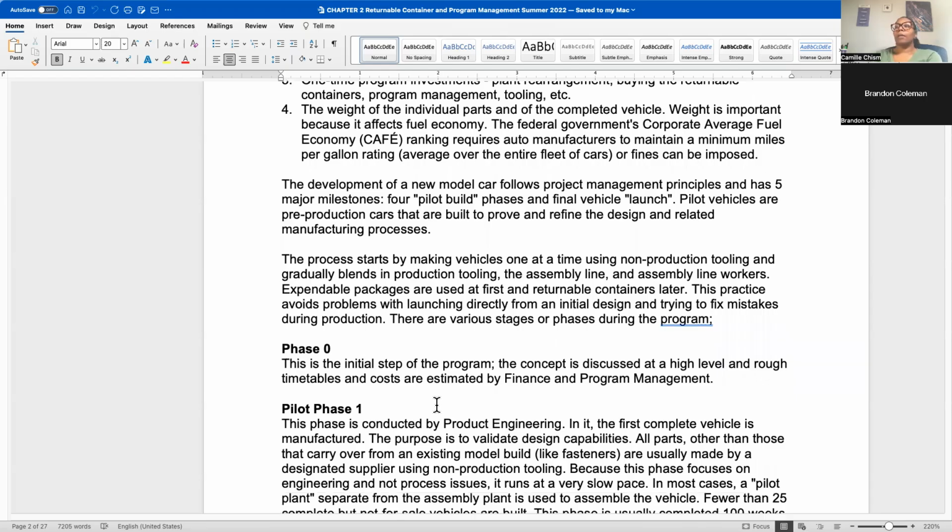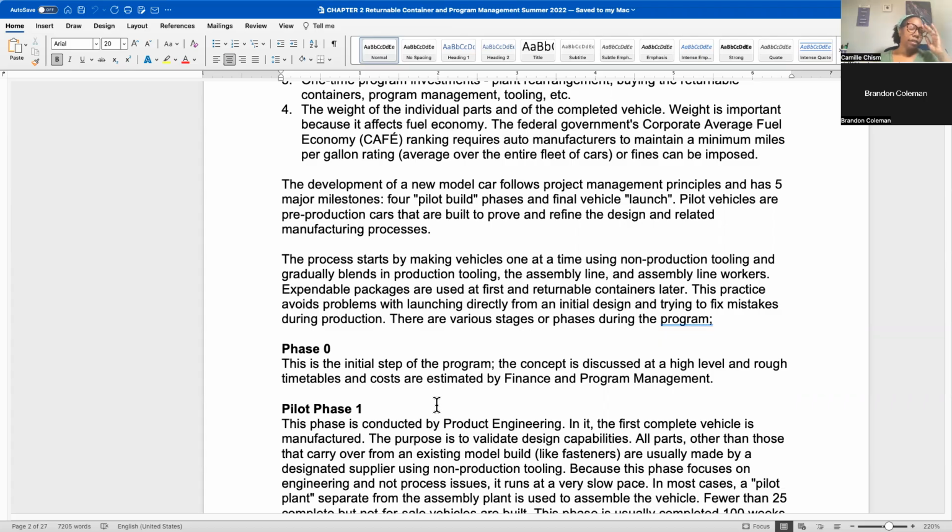Okay, so I mentioned the 5 phases that they have during this program management process. And the first one is phase 0. So this is the ideation phase. So everything's high level. They say, okay, we're going to make a new Cadillac SUV, and it's going to be an electric vehicle, and it's going to have really big wheels, and we want it to look this way.